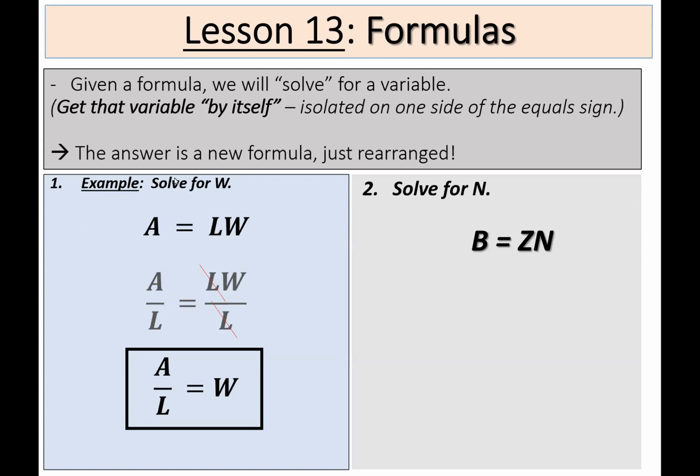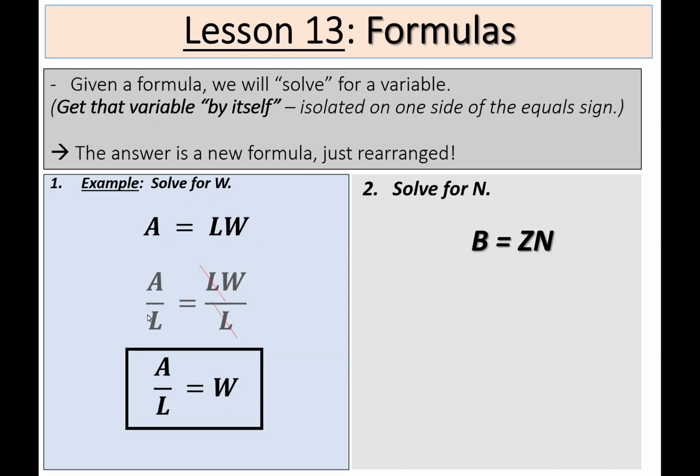So here's our first example. Number 1, solve for W. The equation is A equals LW. There's no numbers. So to solve for W, notice what we're doing on both sides. We're dividing by L on both sides.